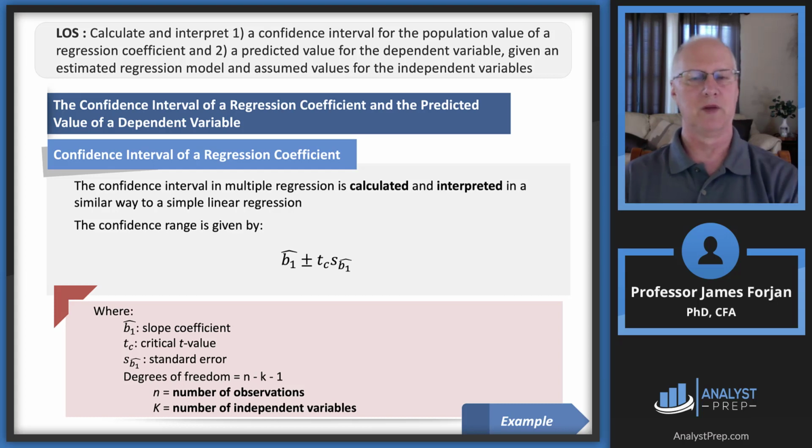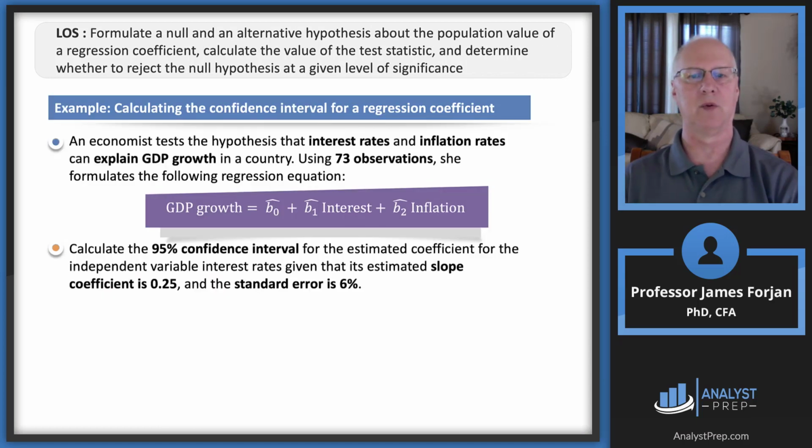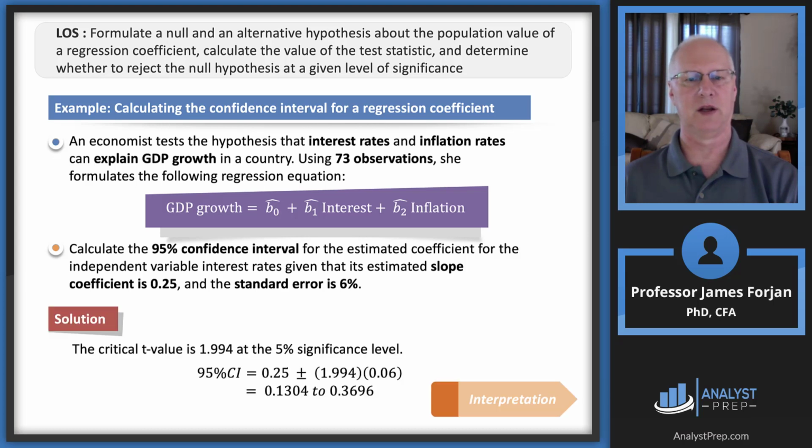Here's another LOS that we did back in that simple linear regression. Let's go ahead and look at some confidence intervals, and then let's look at a predicted value. So the equation for the confidence interval is exactly like it was before. Let's go ahead and take a look at an example. Swinging back to our example on interest rates and inflation rates, let's go ahead and look at the results. So just a summary here.